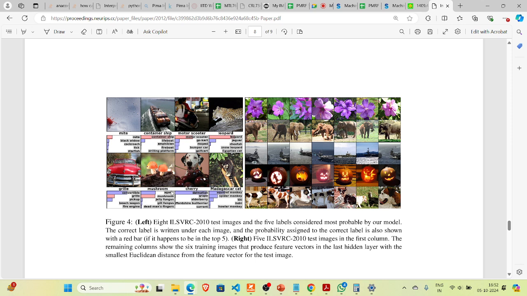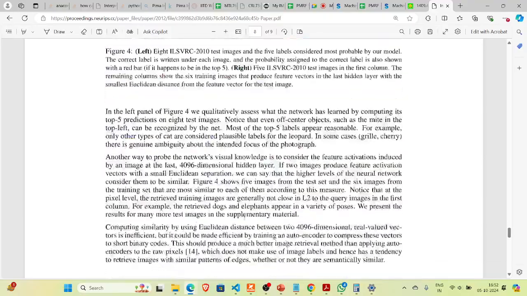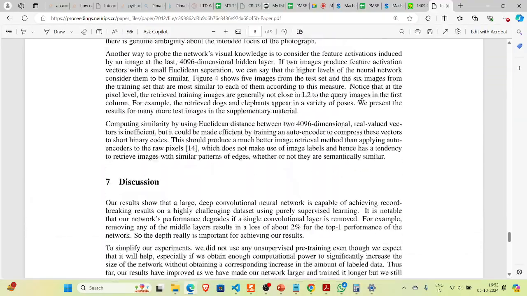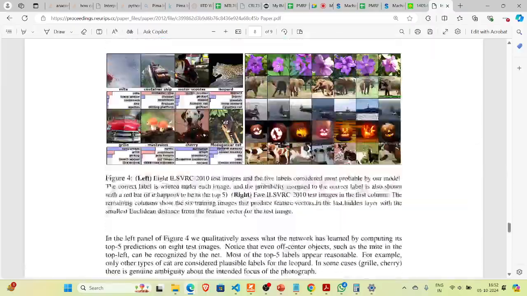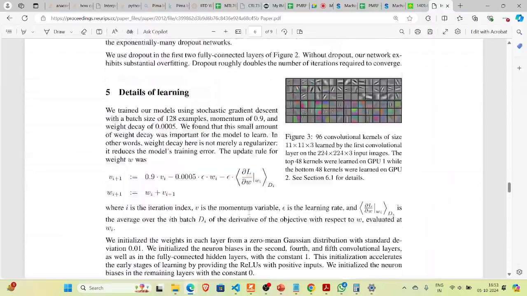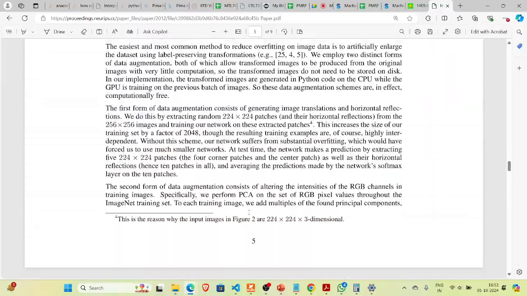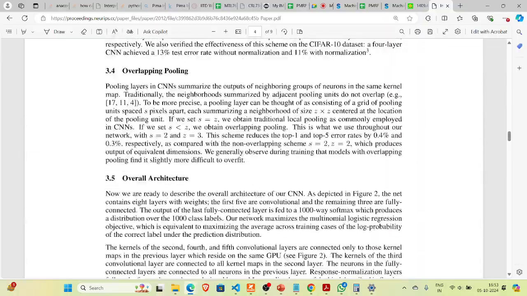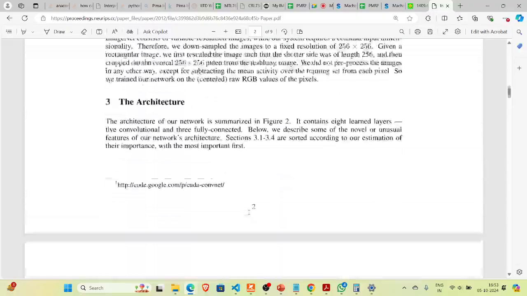There are different types of mushrooms here, and it has again made a mistake. Not always does it classify correctly, but the problems are also very challenging, not easy. And this is the AlexNet paper.